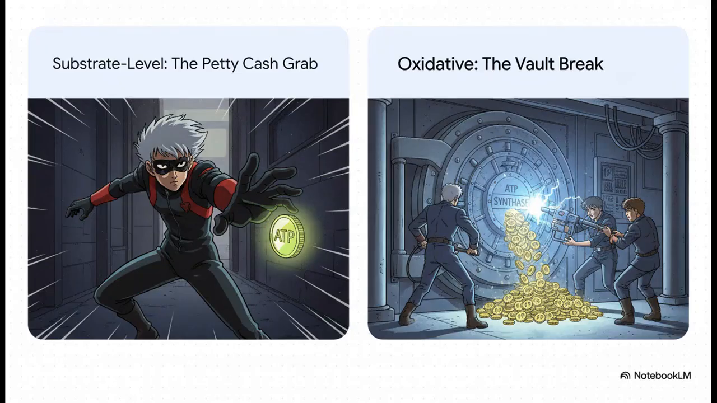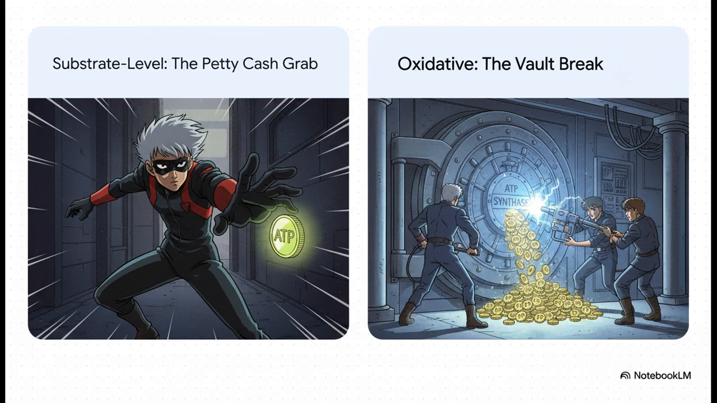All right, so first up, we've got something called substrate-level phosphorylation. The best way to think about this is like a petty cash grab. It's super fast, super direct. An enzyme literally just grabs a phosphate and slaps it onto an ADP molecule to make ATP. Boom, done. This is great for a quick burst of energy, like sprinting, but the payout, it's pretty small.